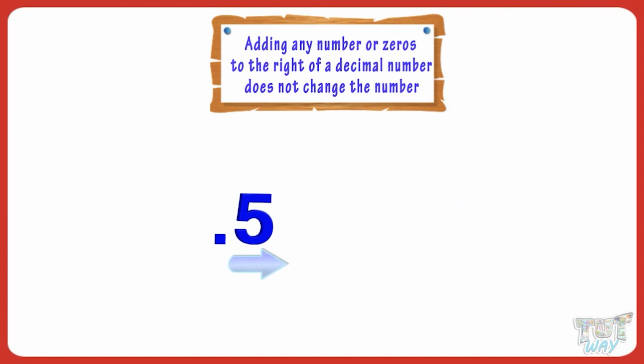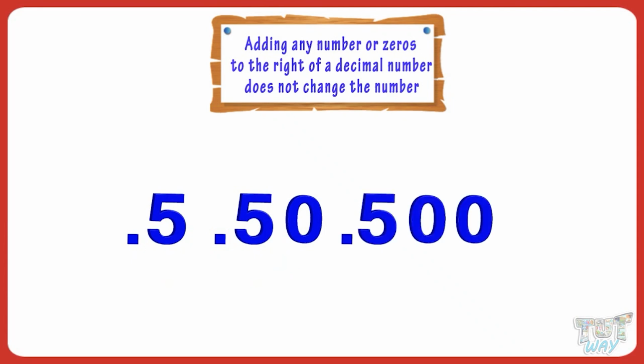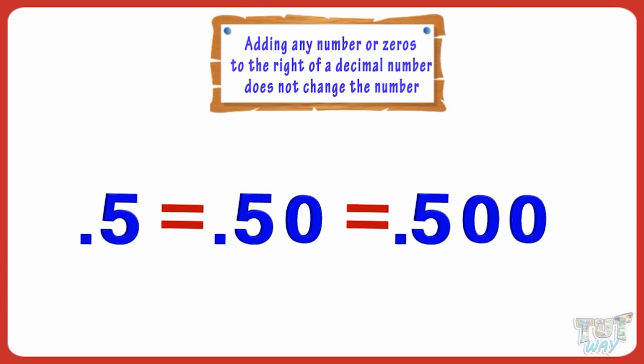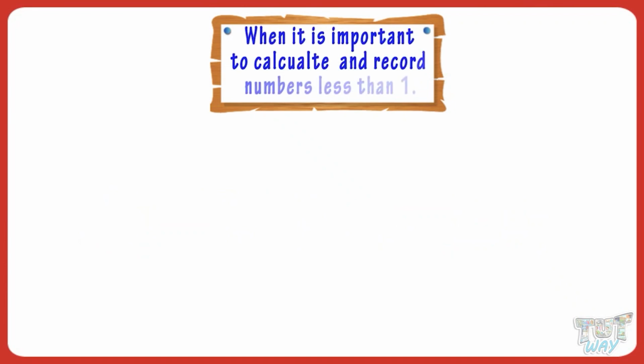Adding any number of zeros to the right of a decimal number does not change the number. So, 0.5, 0.50, or 0.500 are the same. Now, let's see some instances when it is important to calculate and record numbers less than 1.